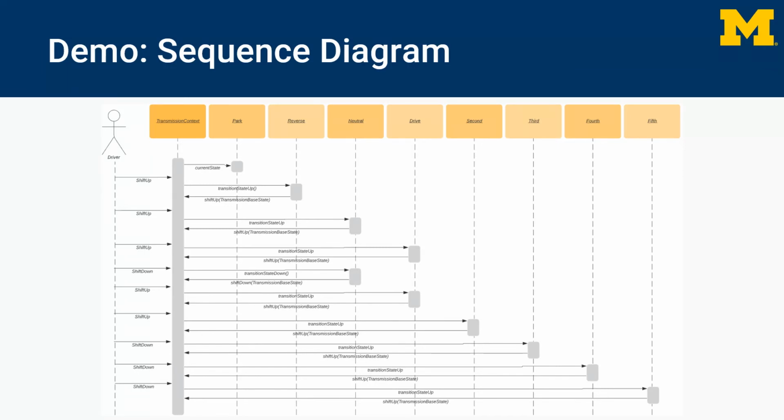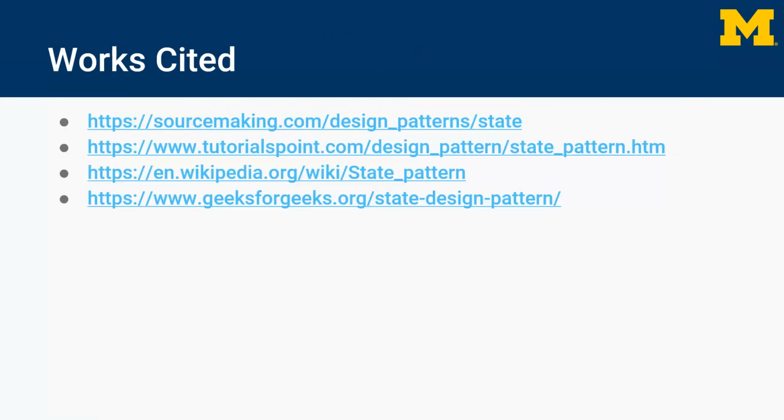So the default starting state is park. Then the driver, or user, can shift up, which will transition the state from park to reverse. Then they can shift up again, transitioning from reverse to neutral. They shift up again from neutral to drive. And if they want to, they can shift down from drive to neutral. And again, they can shift up from neutral to drive and continue shifting up until they reach the top gear, or the fifth gear. Here's the works cited page.